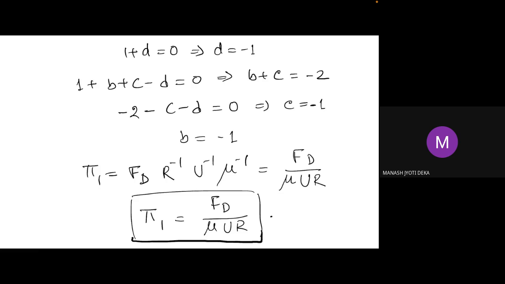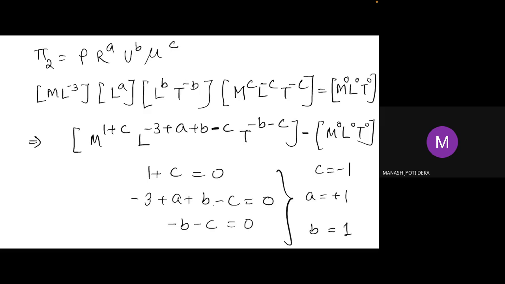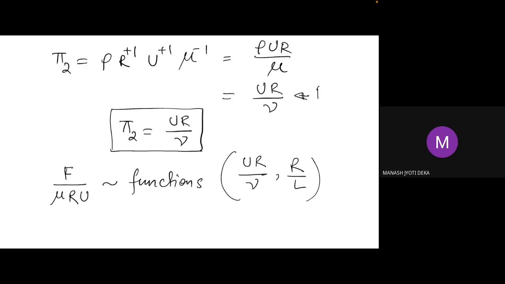So we have to have another, second, pi 2 term. For the pi 2 term, again we are saying that r, u, mu are the repeating variables. If we take r, u, mu as repeating variables, we have to take another term which is there in the list but is not among the repeating ones. So we are taking rho as the other variable. If you use similar dimensional analysis, we can find out this a, b, c using the same concept, and they turn out to be c is minus 1, a is plus 1, and b is 1. If you use this, you will find that the pi 2 term boils down to u r by nu. This u r by nu is nothing but the Reynolds number. So this boils down to the Reynolds number.